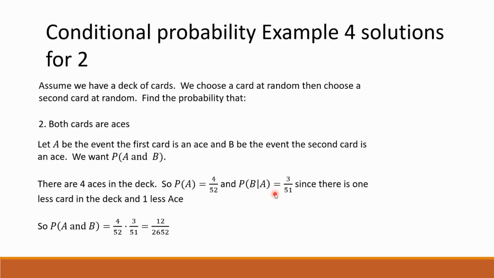And so because of that, the probability of A and B is the product of these two, which is 4 over 52 times 3 over 51. The product is 12 over 2,652. That's what we get there.